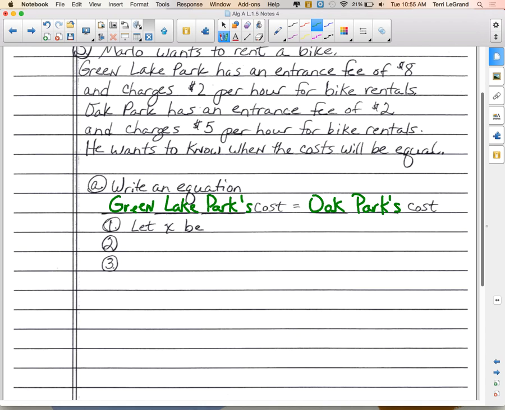Okay, what else do we know about Green Lake Park? Give me something else that we know about them. Preston, can you figure out something else we know about Green Lake Park? They charge $2 for bike rental every hour. Yeah, $2 every hour, okay, to rent one of their bikes. Okay, do we know anything else about Green Lake Park? Okay, that's it. What's the unknown in that then? What's the unknown for Green Lake Park?